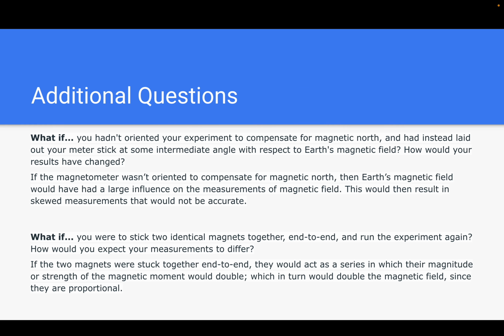So, additional questions. If the magnetometer wasn't oriented to compensate for magnetic north, then Earth's magnetic field would have had a large influence on the measurements of the magnetic field and distance, and this would result in skewed measurements that would not be very accurate. And if two magnets were stuck together end to end, they would act as a series in which their magnetic moment would double, which in turn would double the magnetic field since they're proportional.